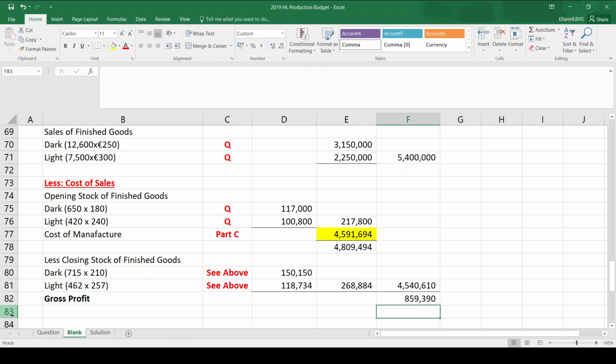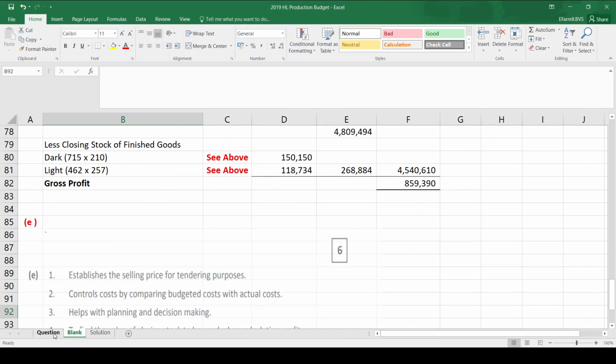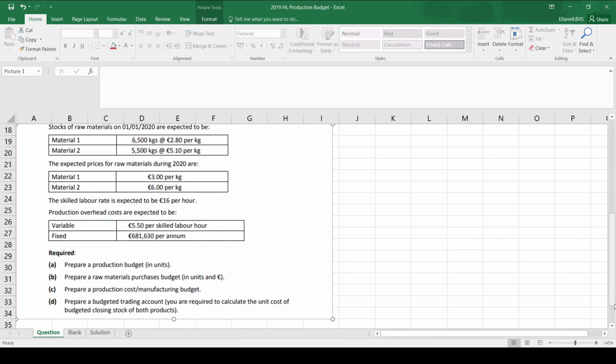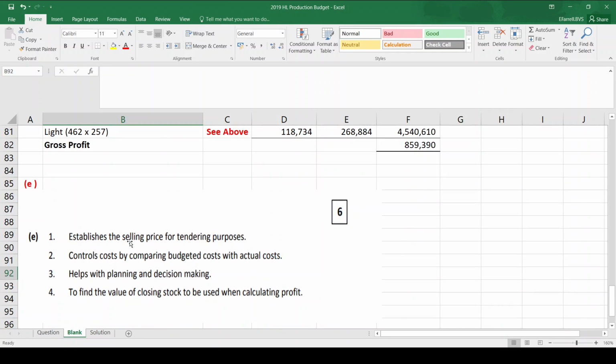859,390. Then all that was left, part E, was a bit of theory. Again, I just don't have the question there, but the solutions were: we need to establish the selling price for tendering purposes, control costs by comparing budgeted costs with actual costs, help with planning and decision making, and find the value of closing stock to be used when calculating profit.